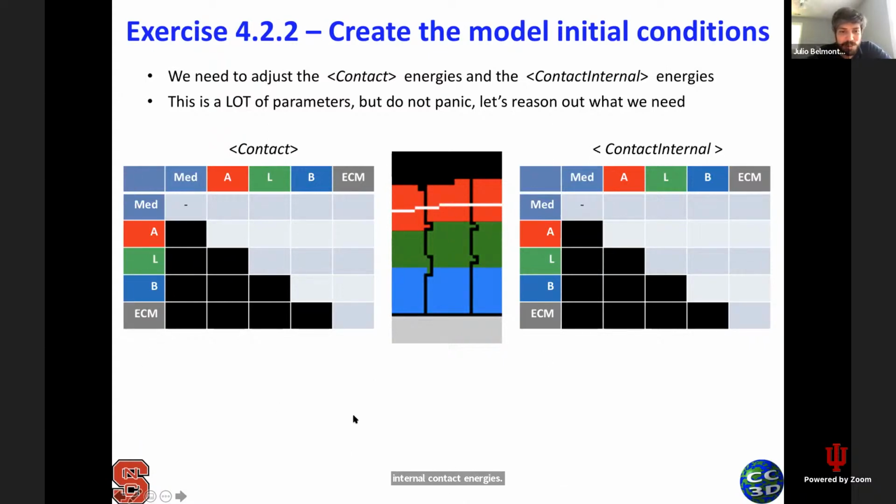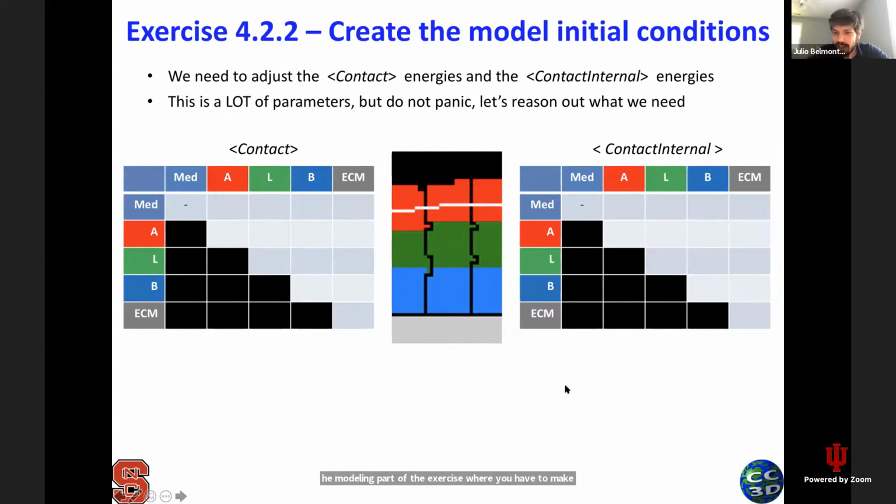Does anyone want to tell me, of those values, which should be low and which should be high? If you have not done the exercise, I suggest you stop and think about what the contact and internal contact energy should be, because that is the modeling part of the exercise where you have to make a decision as a modeler.